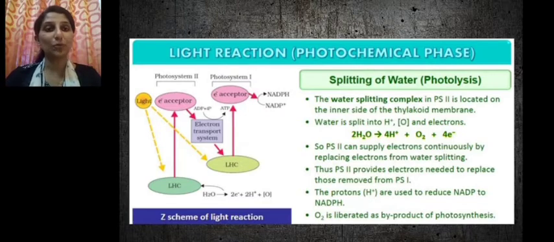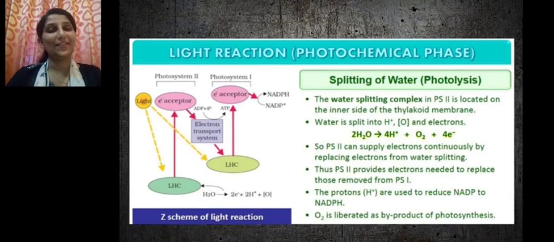And what is the importance of protons? The protons formed over here are used for the reduction of NADP to NADPH. And what is the importance of oxygen? This is the oxygen which all aerobic organisms utilize for respiration. So oxygen is liberated as a byproduct of photosynthesis. So splitting up of water is the second event where electrons, protons and oxygen are released. Protons are utilized for the reduction of NADP to NADPH. Electrons replace the lost electrons of photosystem 2, and oxygen is liberated as a byproduct.